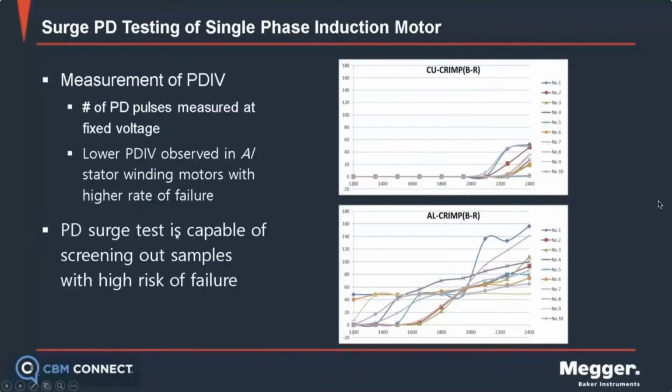Partial discharge surge testing is capable of screening out the samples with high risk of failure. So as a quality test, they were able to say, nope, these coils have some issues, probably because of void formation. As it turned out, because of the ductility of the aluminum and the bend radiuses, they were actually creating pockets of voids in the bends where the varnish treatment wasn't adhering properly because of the increased ductility of the aluminum coils.